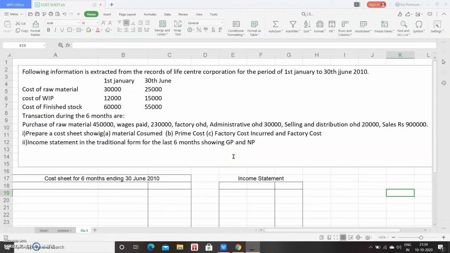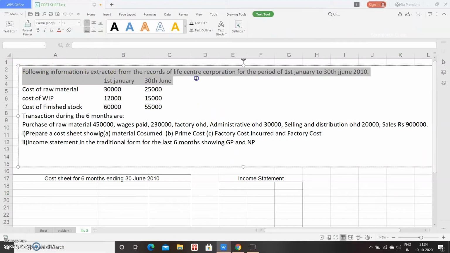Hello everyone, welcome back. I brought another question for you under the topic of cost sheet. That is a very simple problem here. Let's go through it.